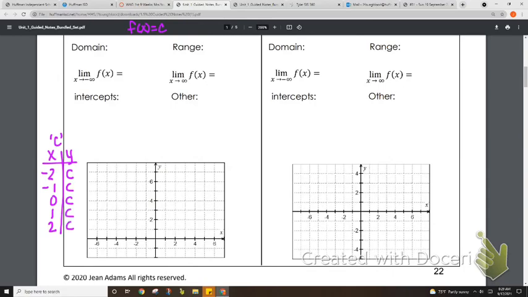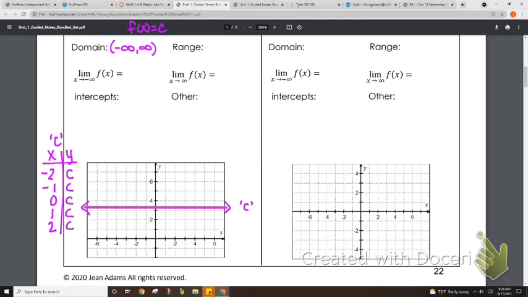All right, so I'm just going to draw a line here at some random c value. All right, so that's my c. So when I do that, now let's look at the domain. Does my graph keep going to the left? It does. Does it keep going to the right? It does. Therefore, my domain is negative infinity to infinity because there's no jumps, no holes, no gaps, nothing funny looking going on between those infinities.